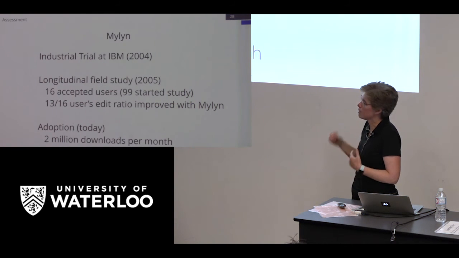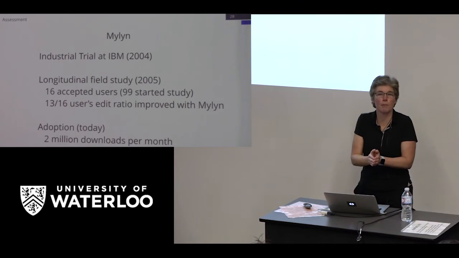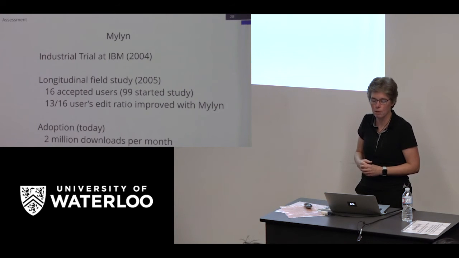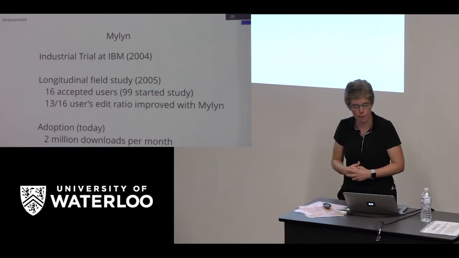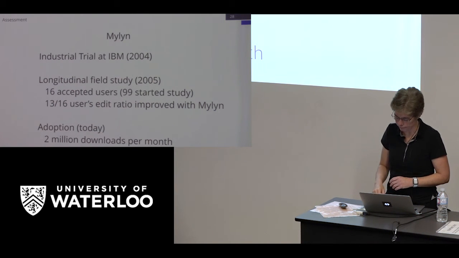So that was a case where I think we got the assessment quite a distance, because we were actually able to show that in the context of real people's work, we had no control over their work, they were actually working differently with Mylyn than not. And at this point, it's downloaded about 2 million times per month.